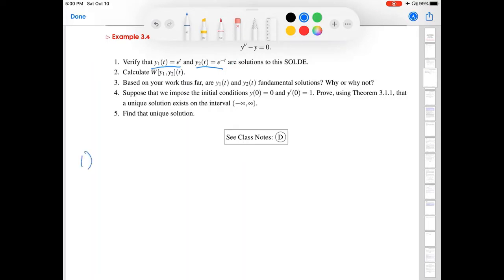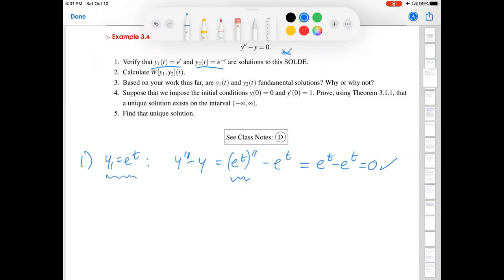The first thing we'll do is y1 equals e to the t. If we substitute it into this left-hand side, we are asked to find the second derivative of e to the t and then subtract e to the t. It just so happens that e to the t's derivative is e to the t, and differentiating again, you get e to the t once again. So we get e to the t minus e to the t equals 0. So check. That means this function solves the ODE up here. That is how you verify it.